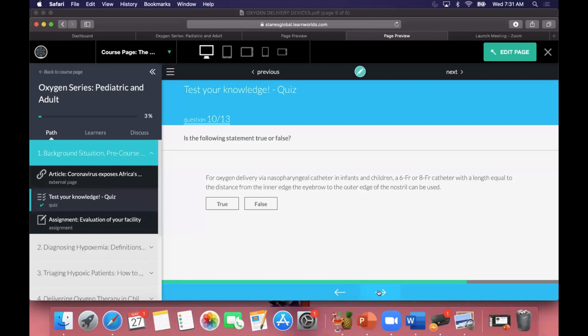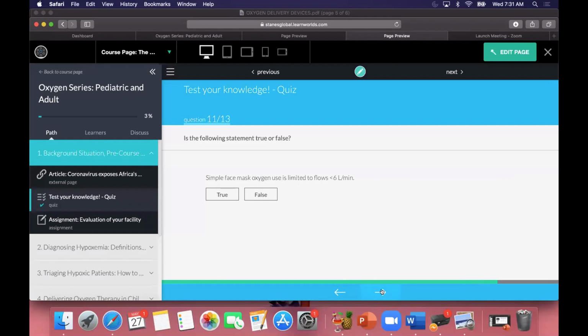This question might be somewhat more difficult because if you paid attention during the earlier discussion, we talked about measuring the nasopharyngeal catheter from the nostril to the tragus of the ear or the front of the ear. But you can also use the inner edge of the eyebrow. So either of those anatomic landmarks can be used to measure the nasopharyngeal catheter length.